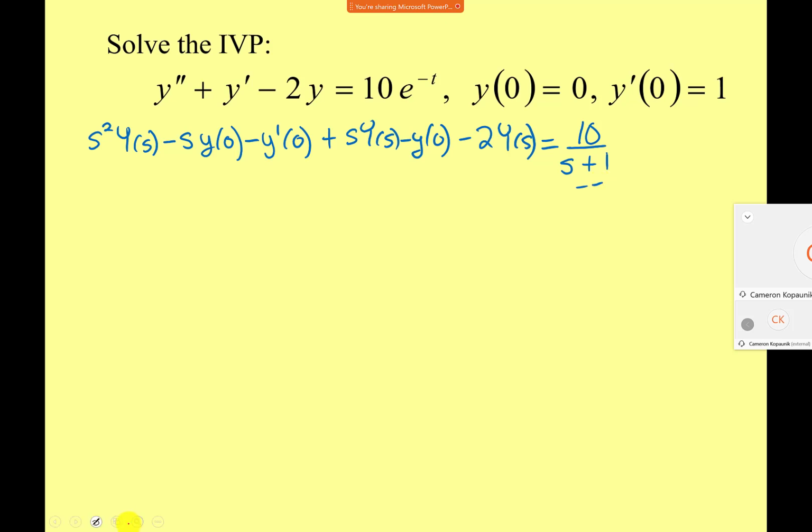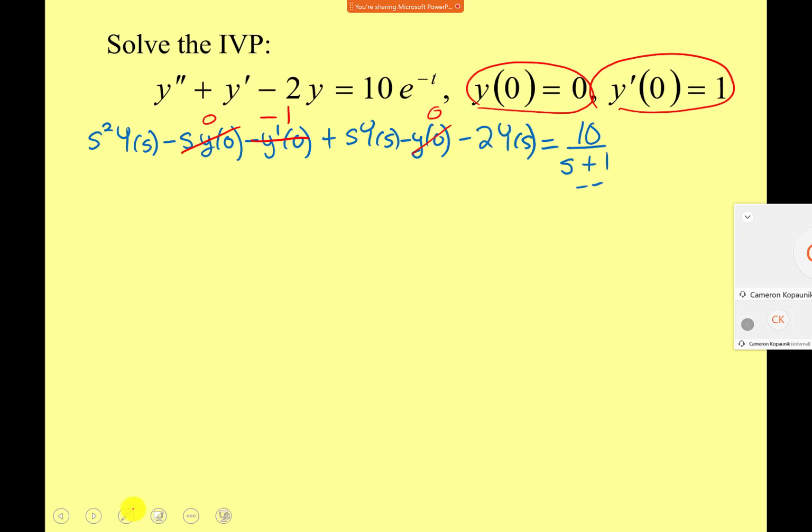Okay, we've got it in Laplace's world almost. We've got to get these initial values in. So y of 0 is 0. So this one's 0, so I'll just cross that off. y prime of 0 is 1, so this is minus 1. Okay, this was y of 0 again, so that one was 0.